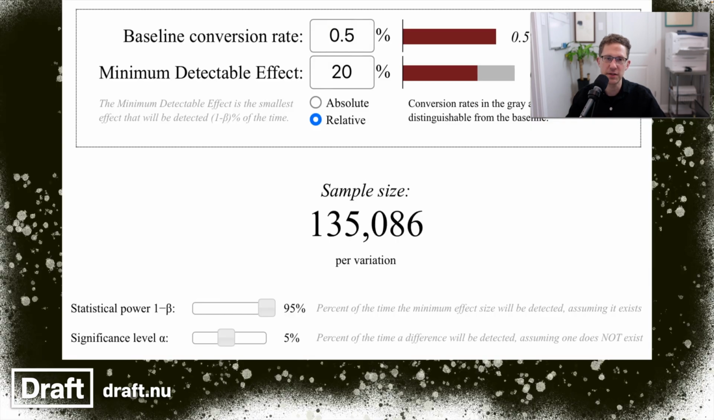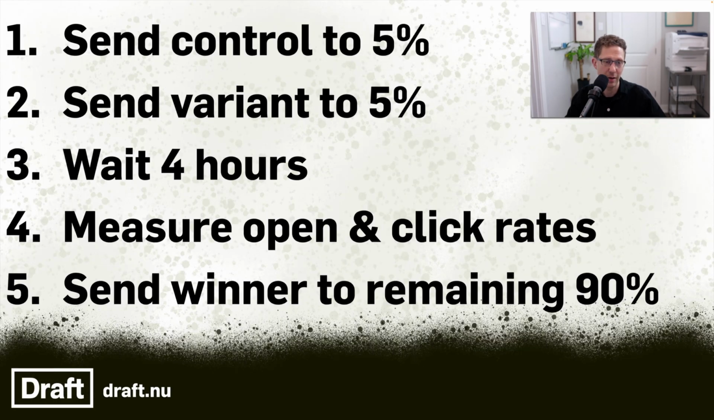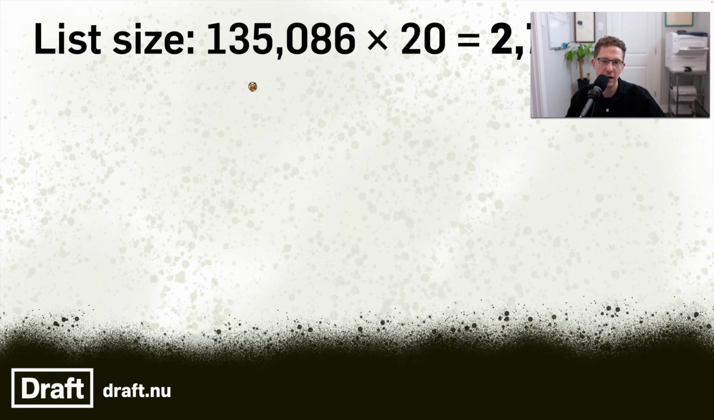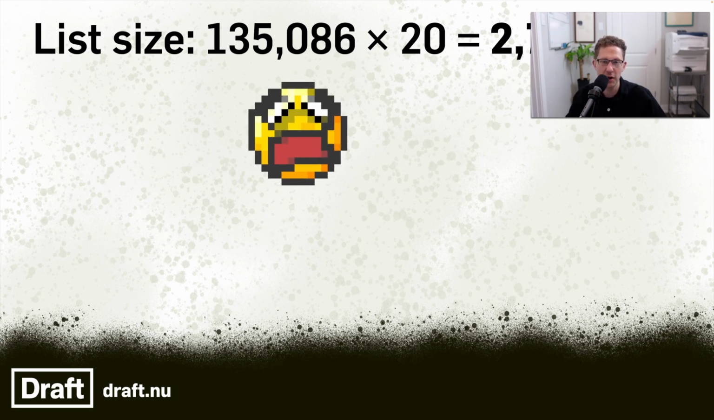And we run it all through this calculator. As I mentioned, a beautiful palace of Times New Roman. And you get this number, which is 135,000 people per variation. Great. Lovely. That's fine, but remember that your whole test is only going out to 1/10 of your list. Remember this? Control and variant only get 5%. You have to take this number here and multiply it by 20, and then you get over 2 million people. That is the minimum sample size for a mailing list for a test of this kind.